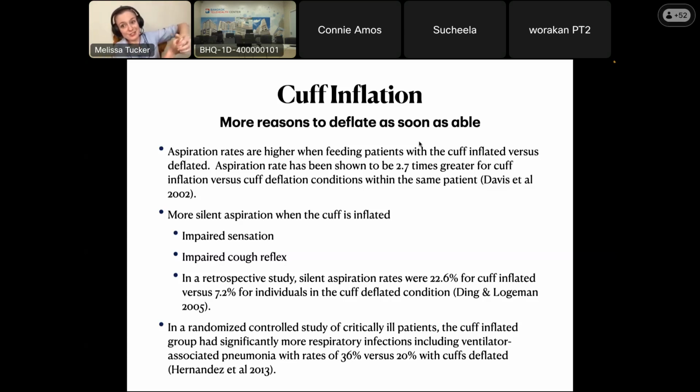Also, some patients can talk with the cuff down even without a speaking valve because they're able to move air around the trach. And I just cannot overstate how meaningful it is for these patients who have had a tracheostomy for perhaps a long period of time or who have been on mechanical ventilation to be able to communicate with their loved ones, their families, and to communicate medical information with the care team. So cuff down is good.